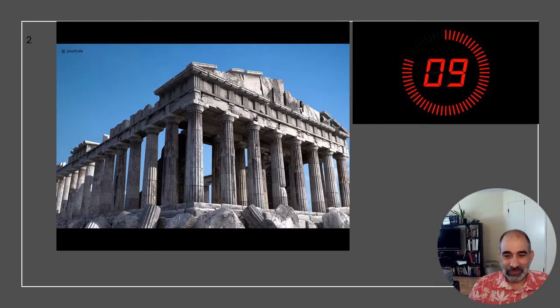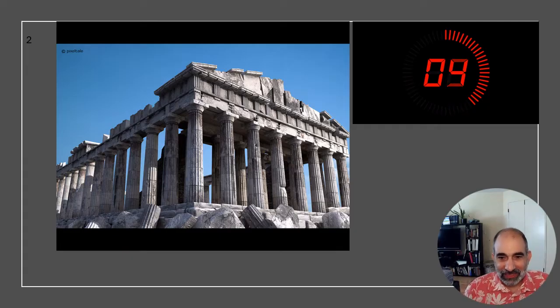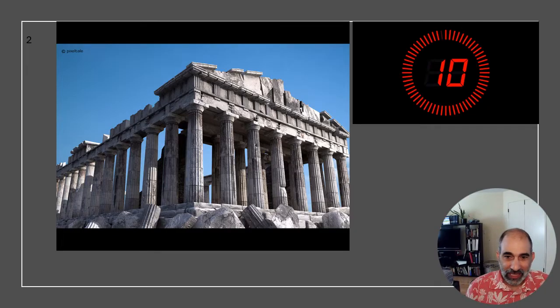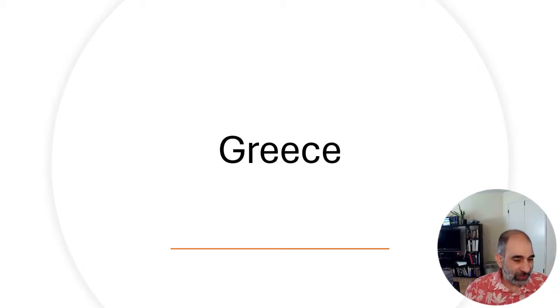All right, so let me keep the pace going here. 5 seconds. This is the Parthenon, and so we would associate that with ancient Greece, more specifically Athens. I would take Athens as well on this one, and we'll go to number 3.